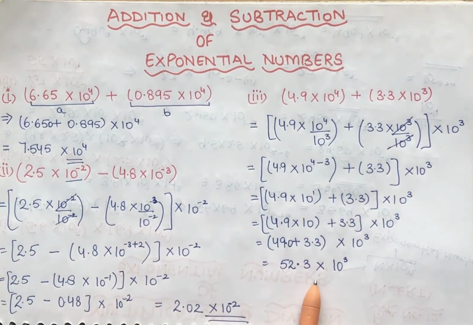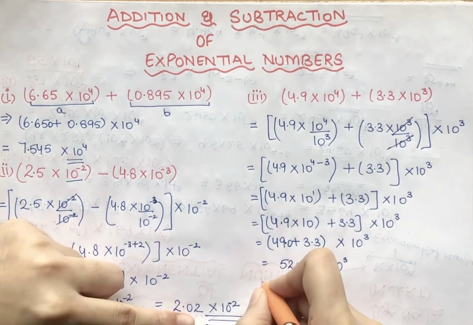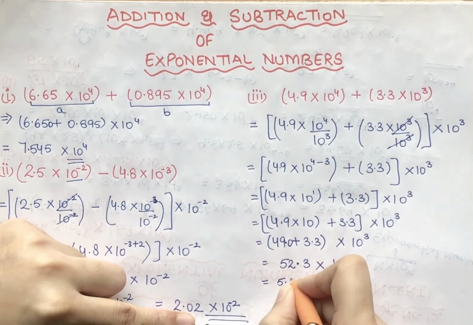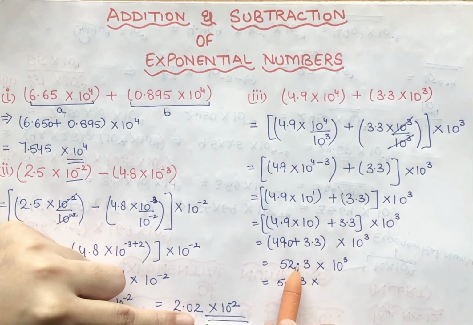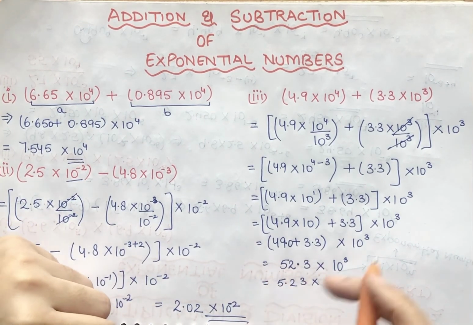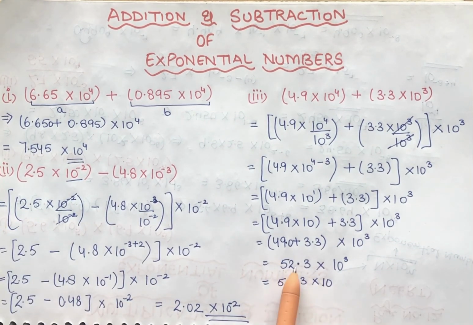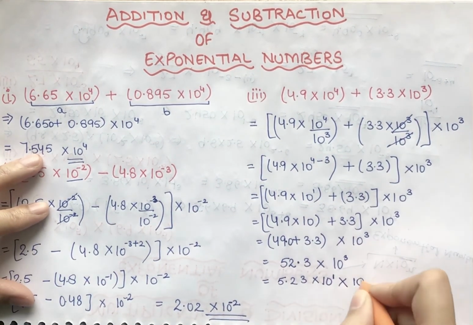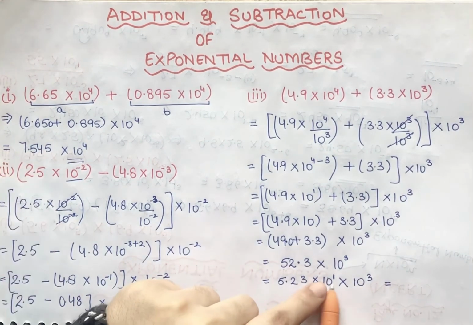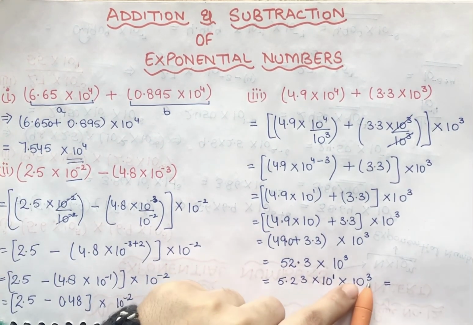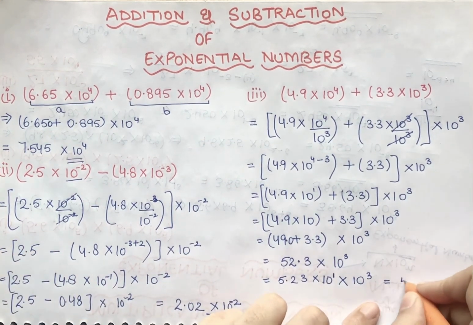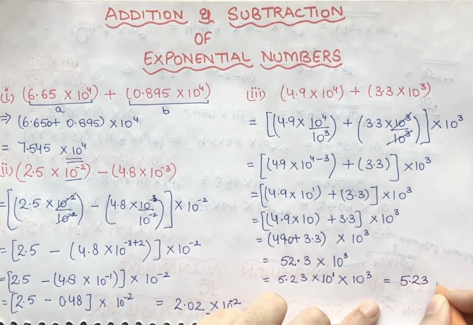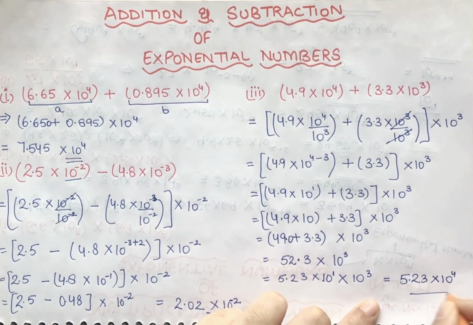Now according to the scientific notation, I know that there should be only one non-zero digit before the decimal, okay. So what I'll do, I'll simply write 5.23 into, now I am shifting the decimal from right side to left side, that means the power must be positive, okay. Now I am shifting one place, so into 10 raised to power 1 into 10 raised to power 3, right. Now these both powers are in multiplication, so 1 plus 3, that means 4, so 5.23 into 10 raised to power 4 is your final answer.